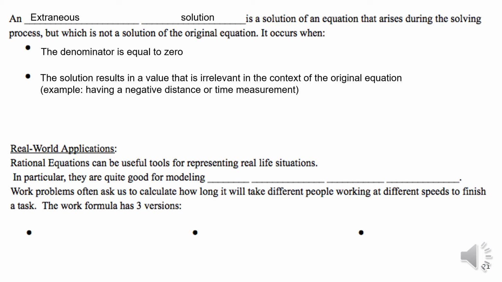There are many real-world applications of rational equations, and they can be useful to represent multi-person work problems. Work problems often ask us to calculate how long it will take different people working at different speeds to finish a task. The work formula has 3 versions, each found by simply manipulating the original. Work equals rate times time. If I then want to solve for time, I need to divide both sides by rate. So time equals work divided by rate. And lastly, if I want to solve for rate, I need to divide both sides by time, leaving me with rate equals work over time.